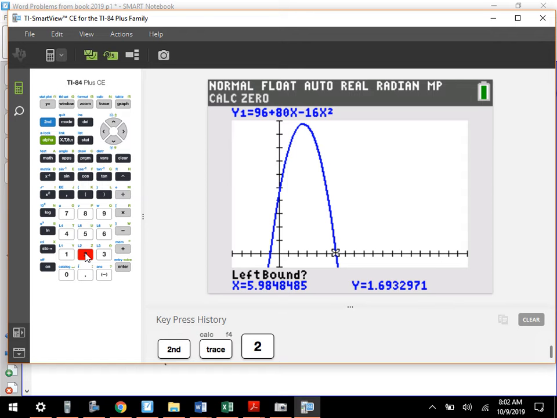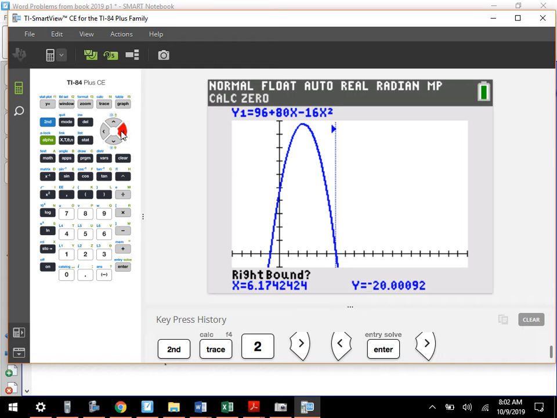Notice my y value here is positive. If I move to the right one, it becomes negative. So that means it jumped from positive to negative. Somewhere in this value, it crossed 0. So I go back to where it's positive. That's going to be my left boundary. I hit enter. Now it's asking where do I want to place my right boundary. So I go to where it becomes negative. I hit enter. The next option is always going to be guess, whether we're finding zeros, maximums, minimums, intersections. Just hit enter one more time. And now it comes up with mine at 6.